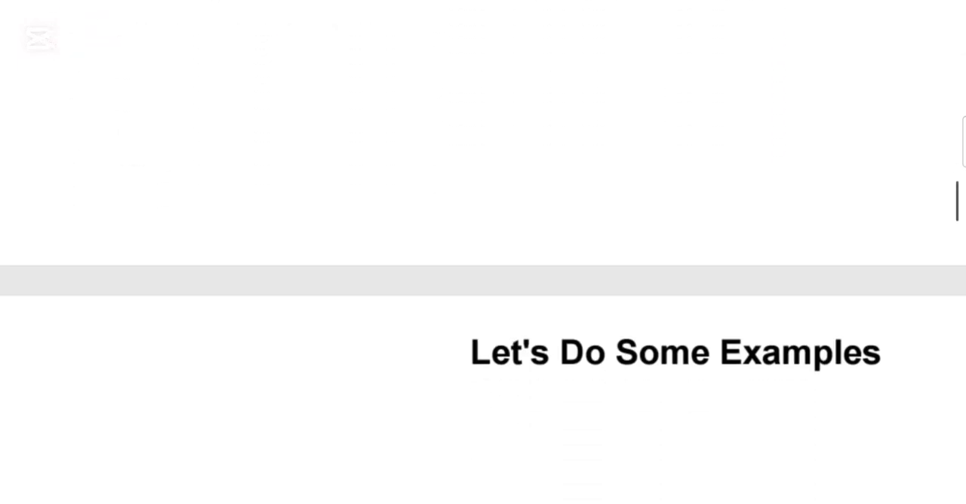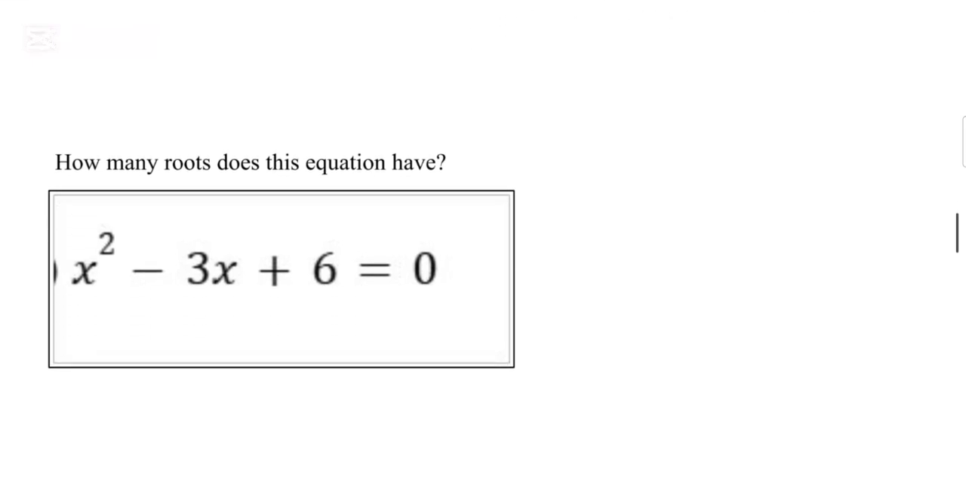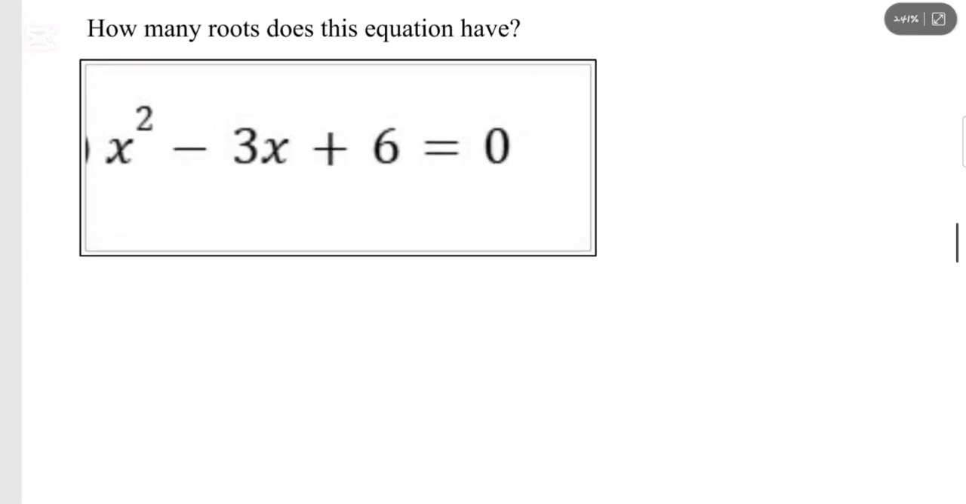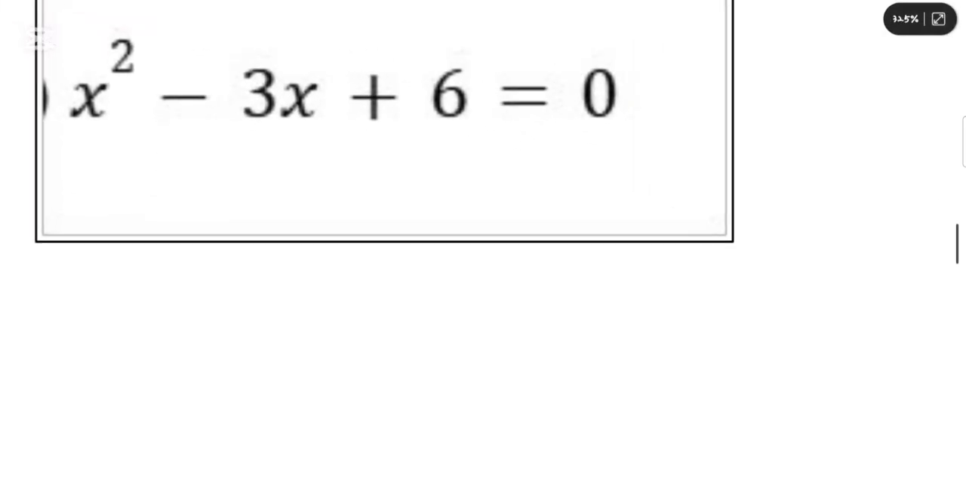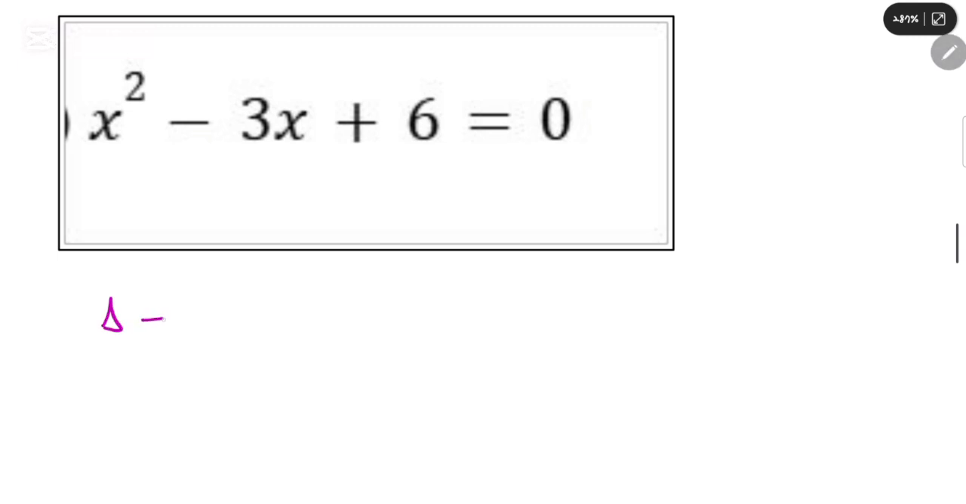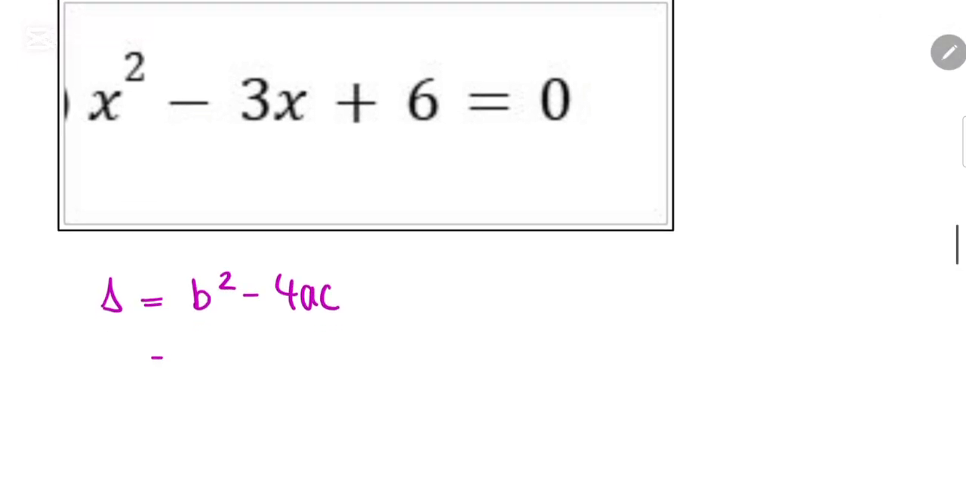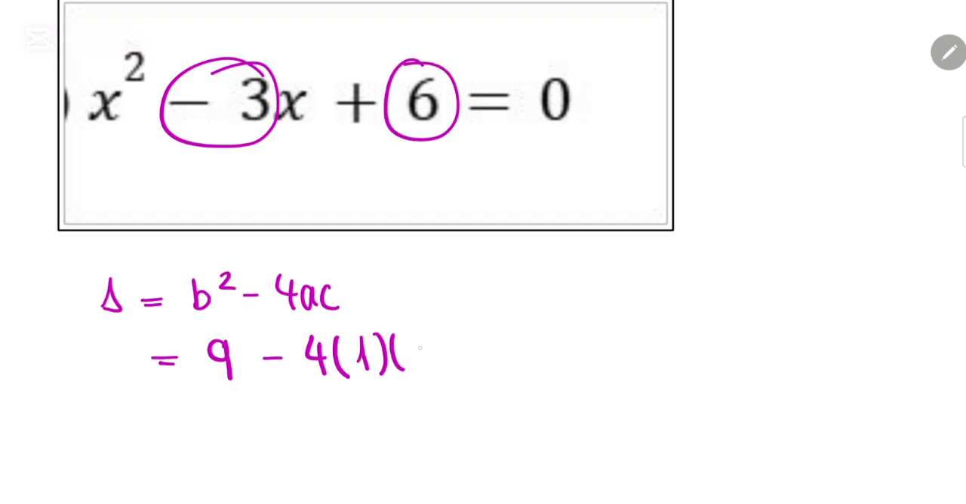Okay, this doesn't really apply to this lesson, but you might want to know about it for future purposes. Okay, let's do some examples. How many roots does this equation have? You know that the discriminant is equal to b squared minus 4ac. So b is going to be negative 3, so negative 3 squared is 9, minus 4, a is going to be 1, and c is going to be 6. a is 1 because there's an imaginary 1 in front of the x squared, because you don't write 1x squared.